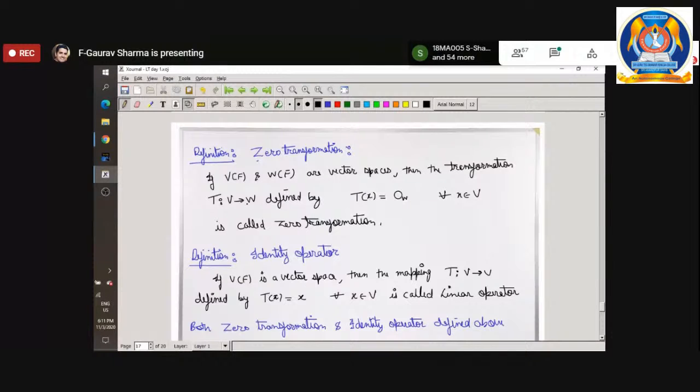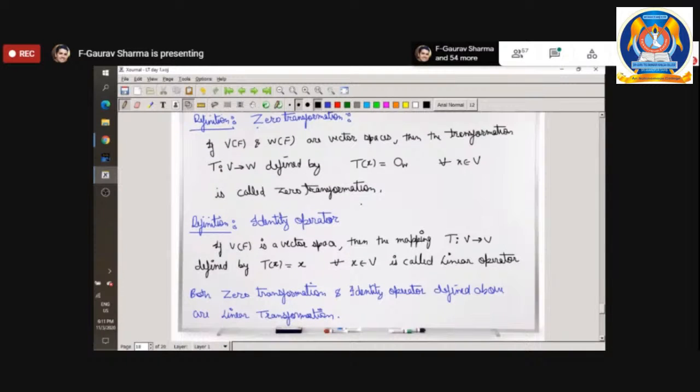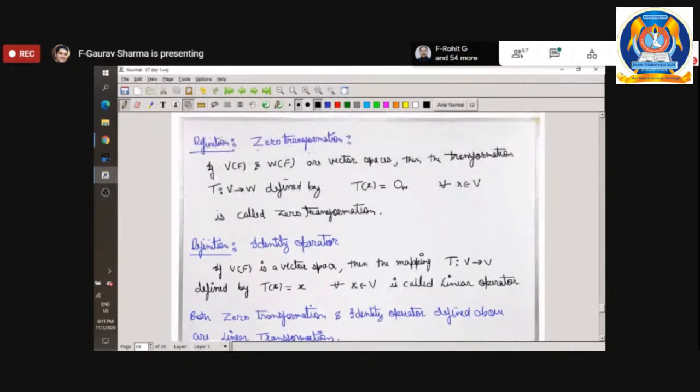Now if W contains more than one element, then obviously it will not be an onto map. And since all the points are mapping to one point, it is not one-one. So it is neither one-one nor onto, right? So it is a good example showing that for a linear map there is no condition that it should be one-one as well as onto.